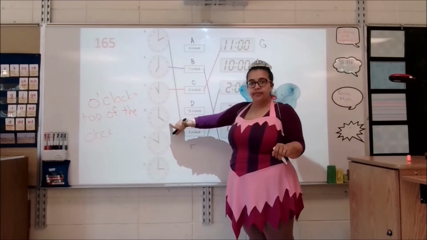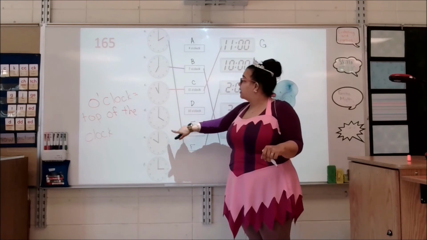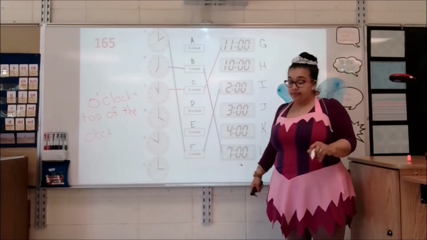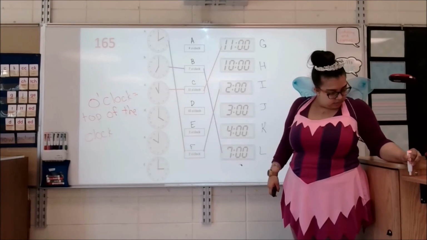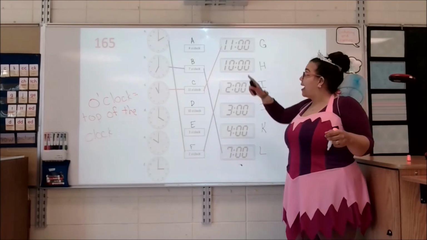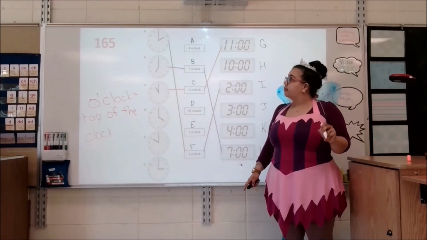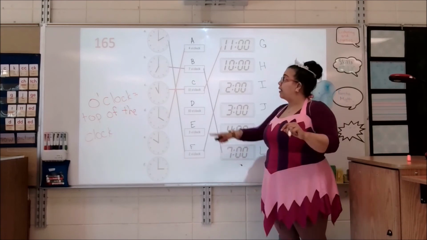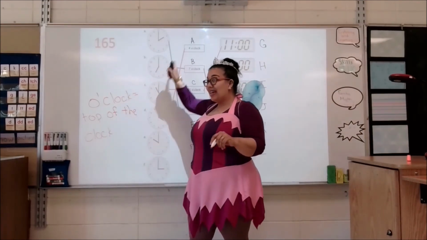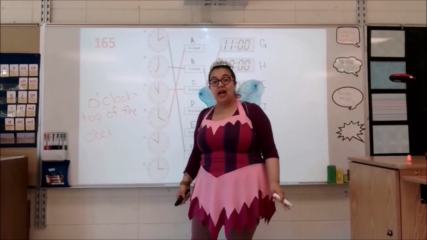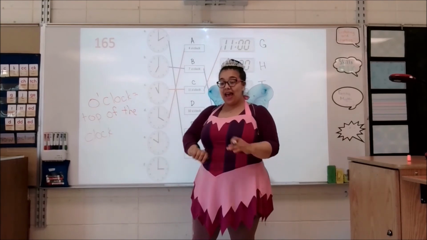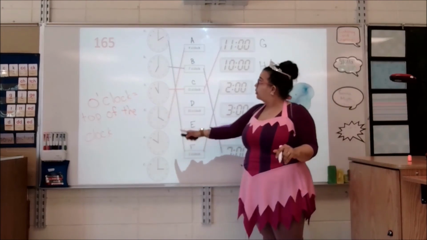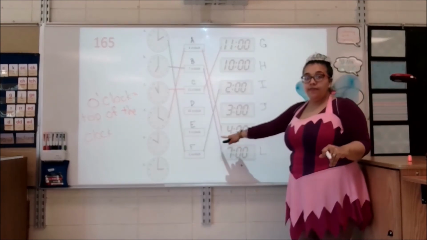What time is it here? 4 o'clock. Excellent. Which word clock matches? A, D, or E? A, correct. A reads word version 4 o'clock. We said o'clock means top of the clock, which is why the minute hand is pointing at the top of the clock. It is the top of the hour. No minutes have passed. The hour just started. All right, we're looking for now the digital, and that is K, 4 o'clock.